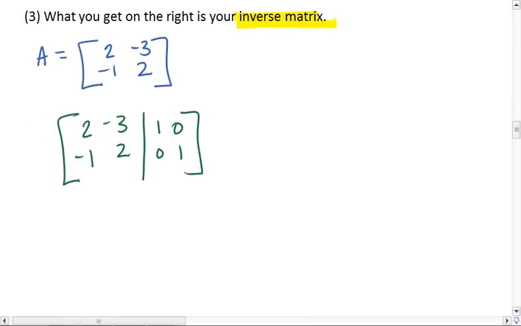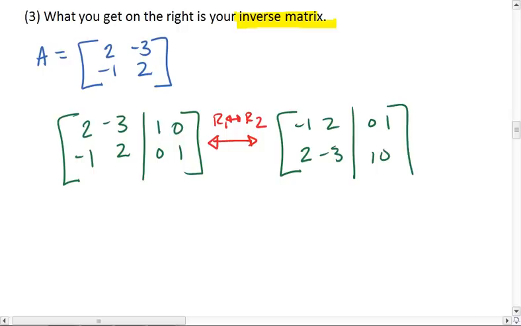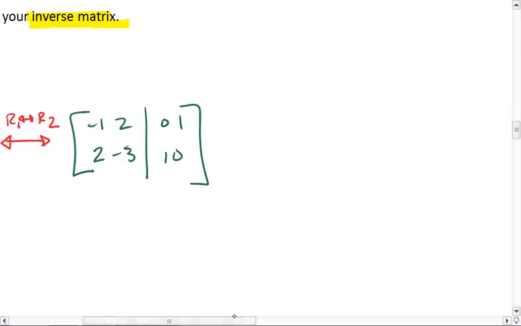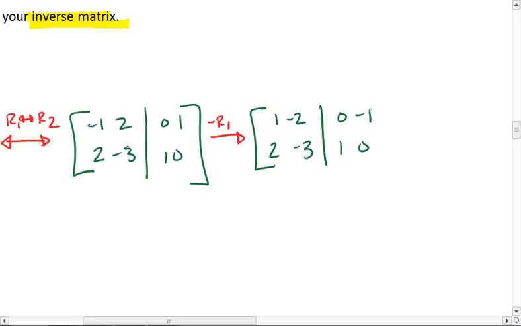Alright, so I want to get my numbers on the left to be 1, 0, 0, 1. First thing I'm going to do is I want to flip rows 1 and 2. So this gives me -1, 2, 0, 1, and then in the bottom 2, -3, 1, 0. Make sure that whatever you do on the left side, you also do on the right. Alright, next I'm going to multiply through R1 by -1. This gives me 1, -2, 0, -1, and then 2, -3, 1, 0.